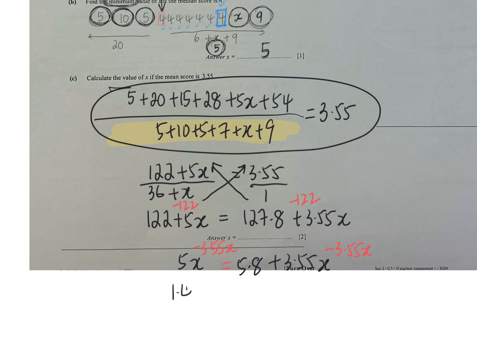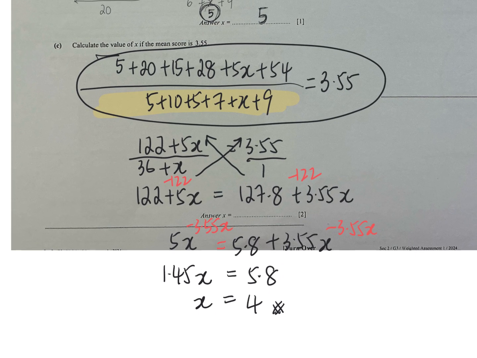So 1.45x is equal to 5.8. So x is 5.8 divided by this. You get a very nice 4. So your answer is 4. Okay. Then the very last question also.